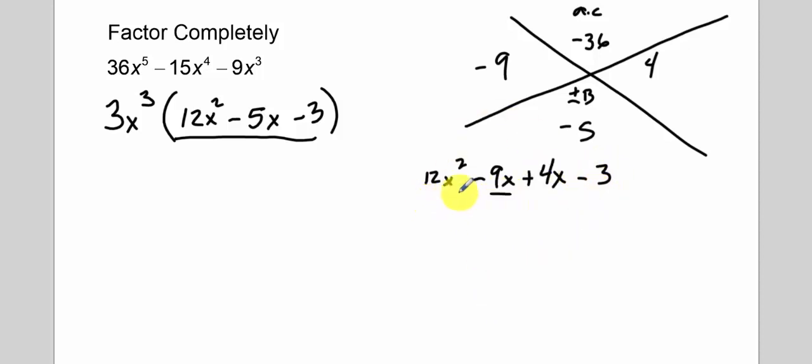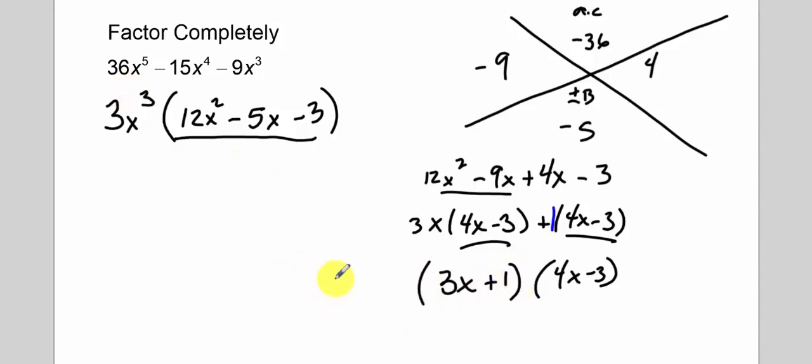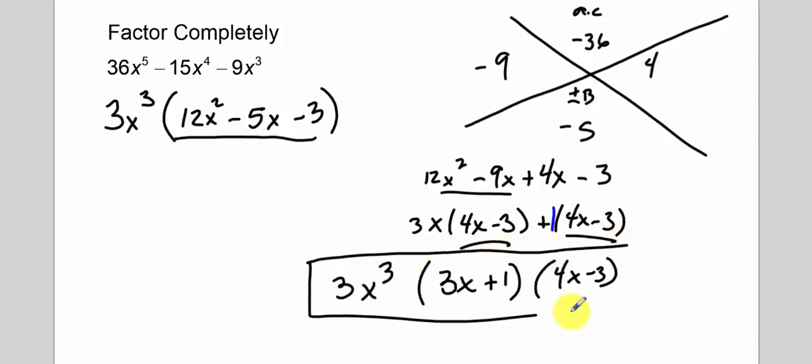So I take and group. You'll notice here I have an x and a 3 in common, leaving me with a 4x minus 3, plus that 4x minus 3. Again, GCF, pull out the 4x minus 3, and I have a 3x, and remember, there's that invisible 1 sitting out in front here. So we have a 3x plus 1. And then if I add my 3x squared, or 3x cubed, there's my complete factoring.